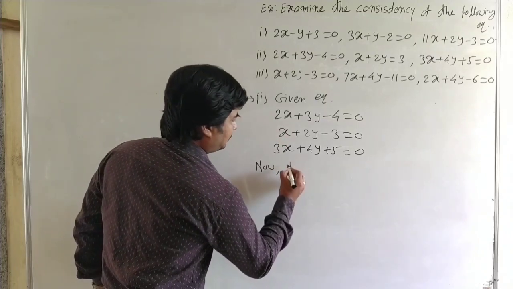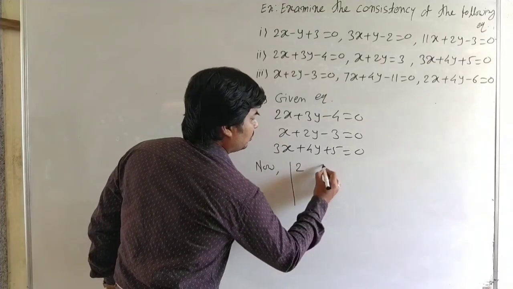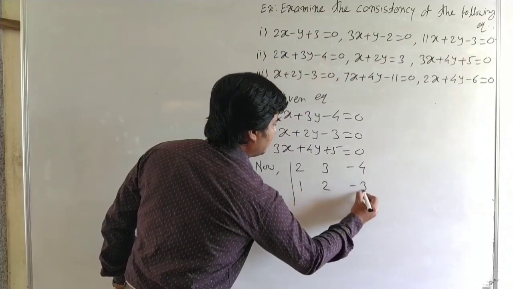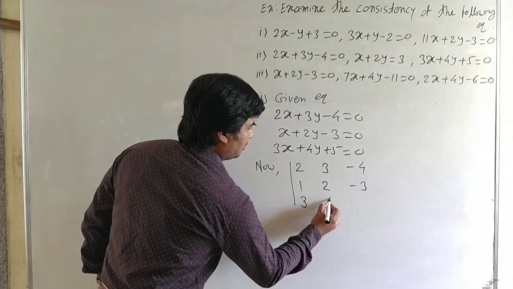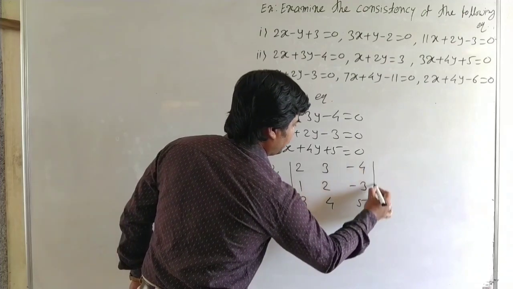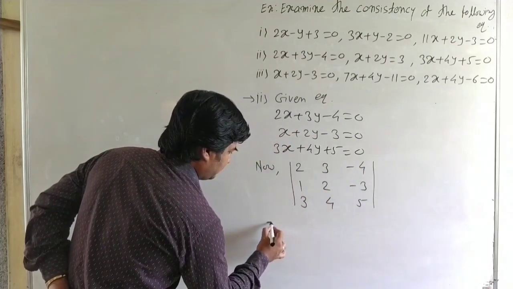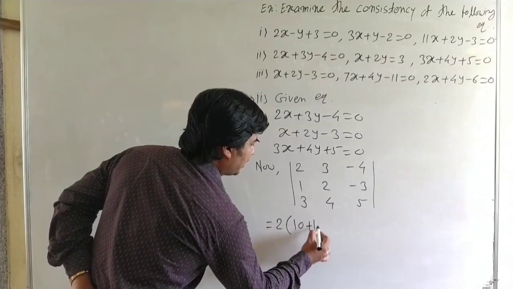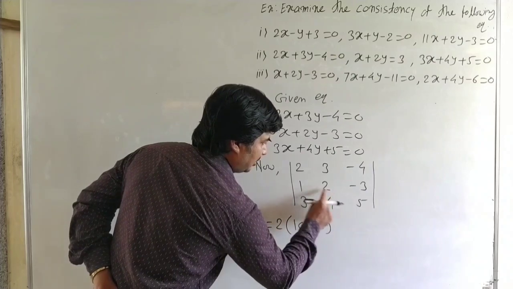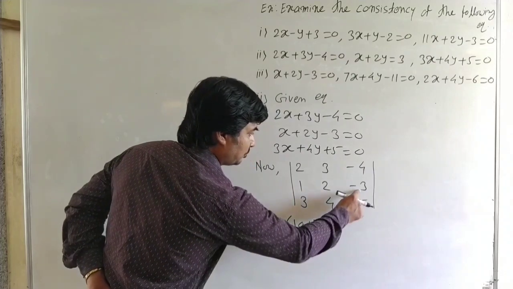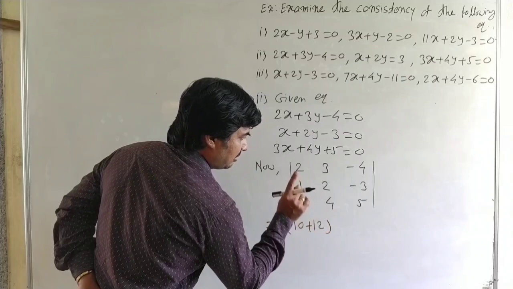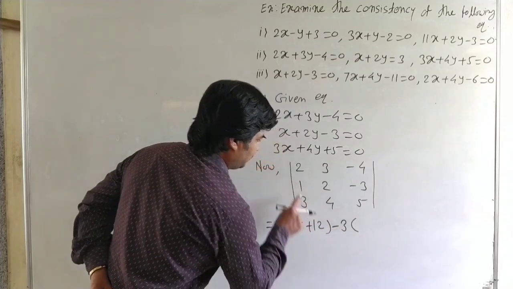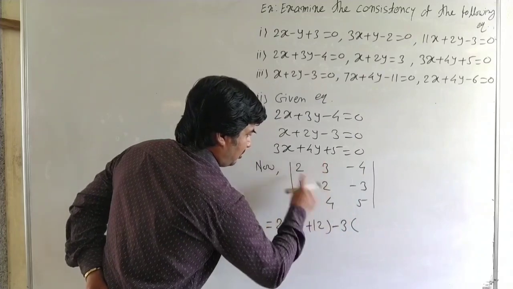Okay, then it is 2, 3, minus 4, 1, 2 and minus 3, 3, 4 and 5. Now find the determinant. 2 into 10 plus 12. See carefully, 10 minus the multiplication of these two terms, the multiplication is minus 12, so we can write here plus 12. Change the sign of the middle term, minus 3, again 3 is a column and row, leave it.